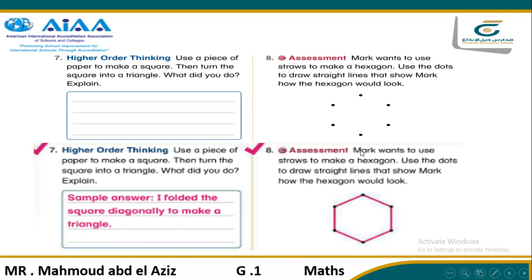The second question here. Mark wants to use straws to make a hexagon. At this point, we want to reach each other to make a hexagon. What is a hexagon? A hexagon is a 2D shape with six straight sides. So if you reach this point to each other, you will get six sides with six vertices.